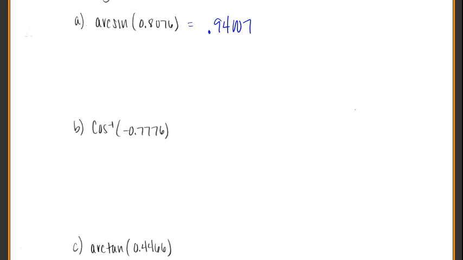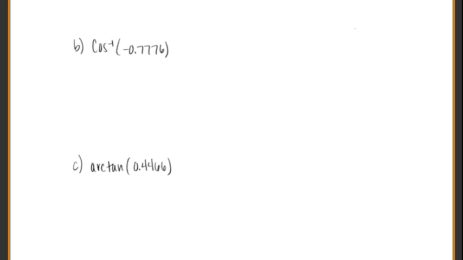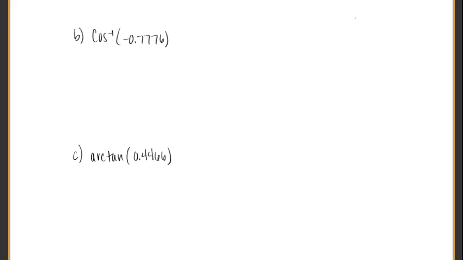If we go down to the next one, at the negative 0.7776, we're going to type it in our calculators, make sure it's negative, and then hit second and cosine inverse, and I get 2.4616. Okay, and arctangent, so type in 0.4466 in your calculator and hit second tangent, and I get 0.4200 as my answer. And that's all we have to do with those.